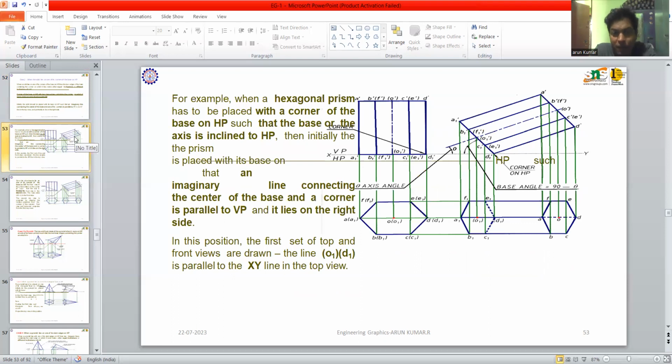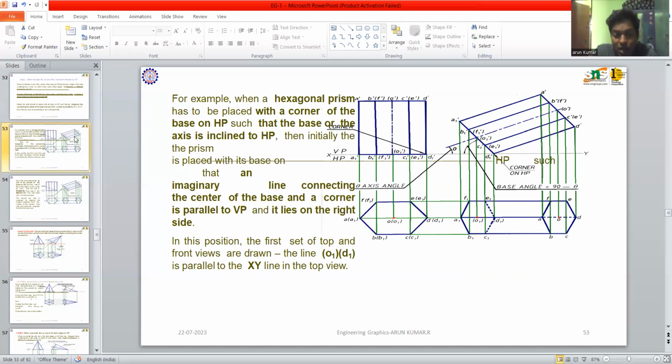For example, I'm taking a hexagonal prism here. For the hexagonal prism, first of all, I have to draw the top view and front view of the given solid. So the solid name is hexagonal prism. What is a hexagon? It has six sides, okay? So the six sides of the hexagon with the condition of base corner on HP.